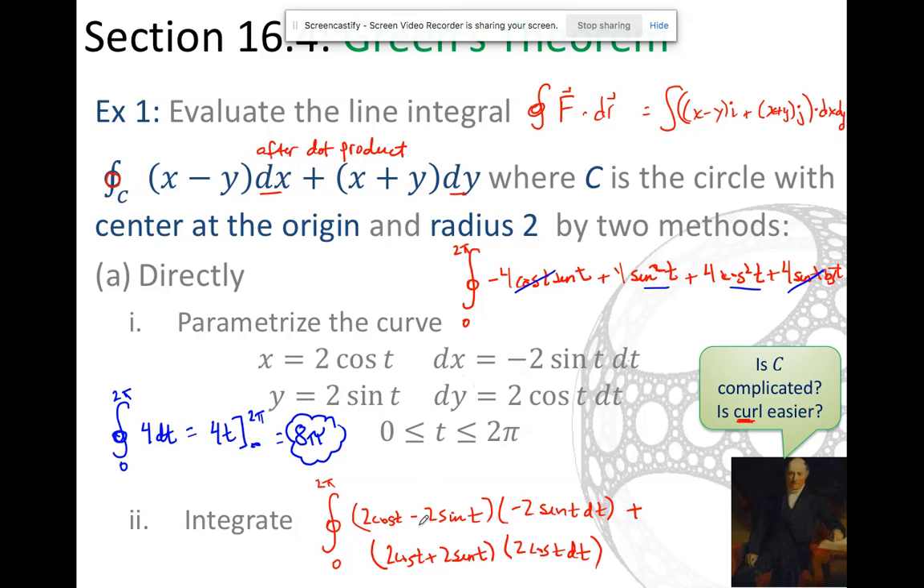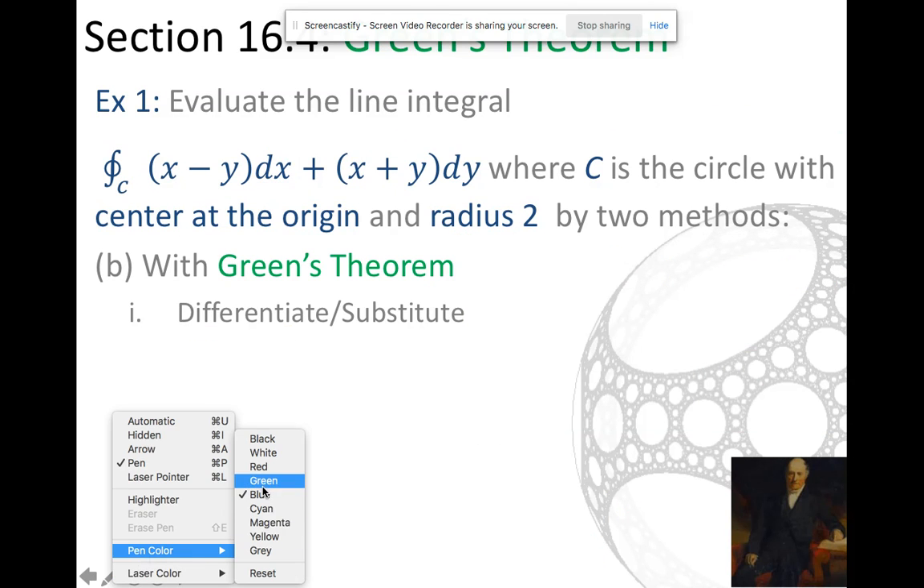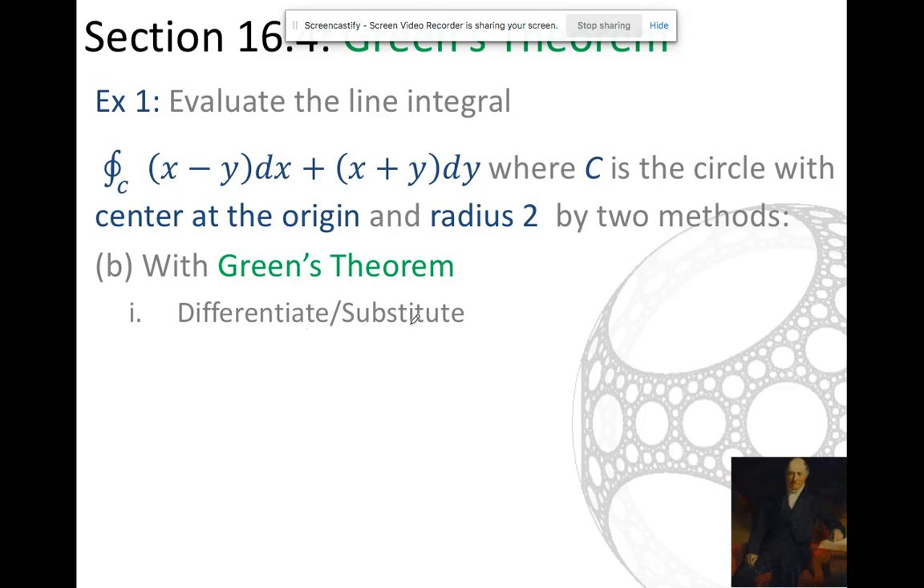That wasn't terrible, but I did have to parametrize the curve first. And my algebra worked out very, very nicely, so it wasn't so bad. But look what happens when I use Green. With Green, first I differentiate and substitute. Now remember, with Green, this is my P and this is my Q.